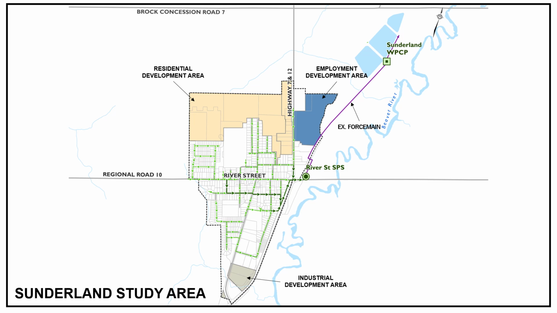Residential development is planned in the areas shown in yellow, west of Highway 12 on the north side of the Sunderland urban area. This development area will need to be connected to the sanitary collection system and the wastewater will need to be adequately treated.